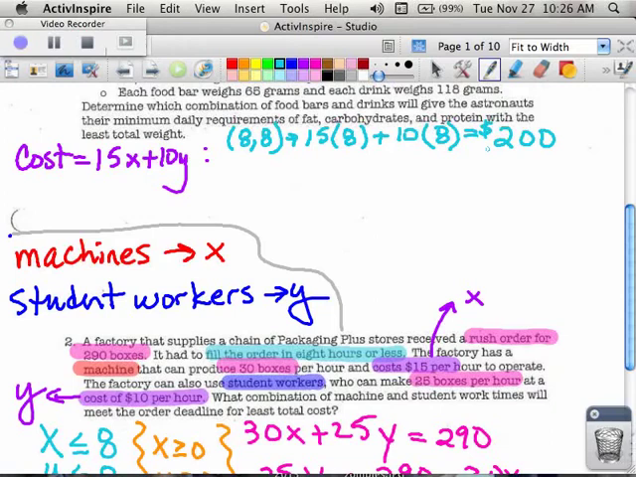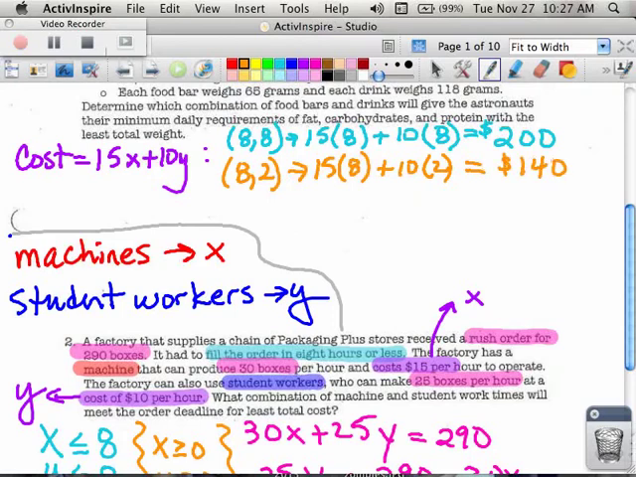The second coordinate that we talked about was 8, 2. That's the one that Adil told me was 2. In this case, I would have $15 per hour for the machines, and the machines would have been spending 8 hours, plus $10 per hour for the students, for 2 hours. So I have 120 there plus another 20, so that's $140 if I use my machines and students that way.